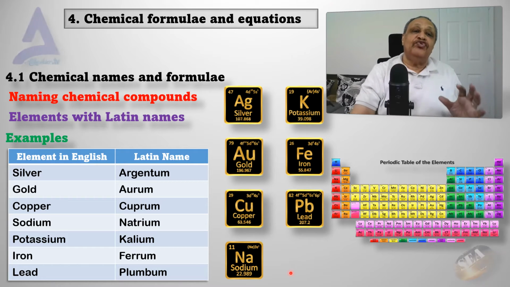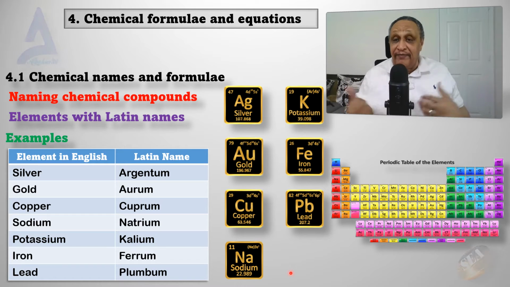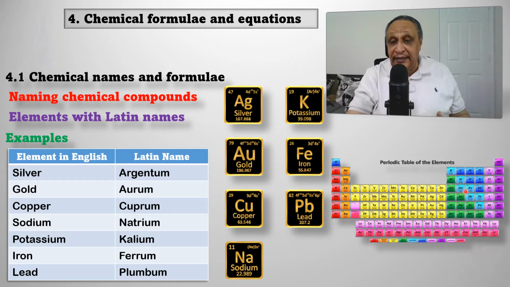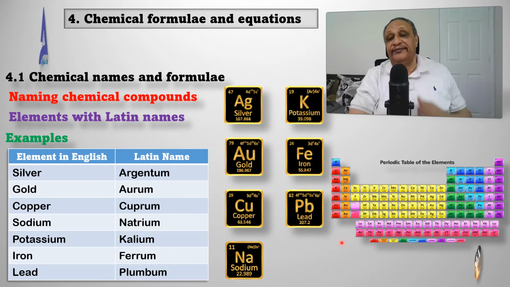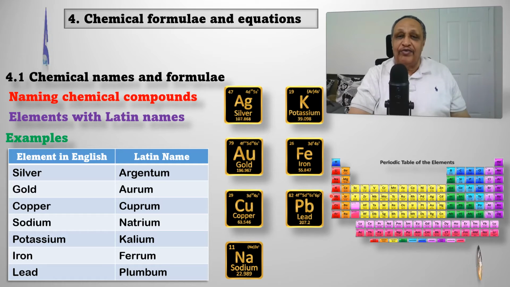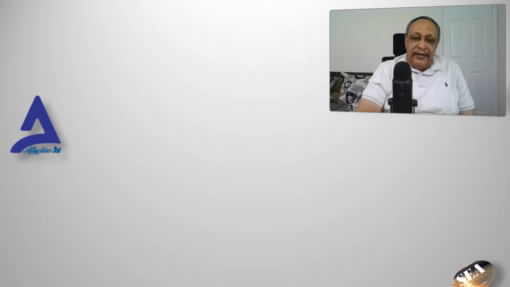So now you understand how element names come about, and in time we are going to study the periodic table in detail so you can understand more about that. Let us go forward. Here we are going to move forward.